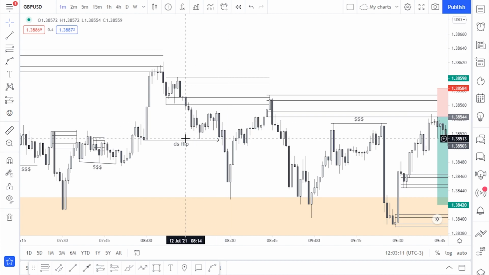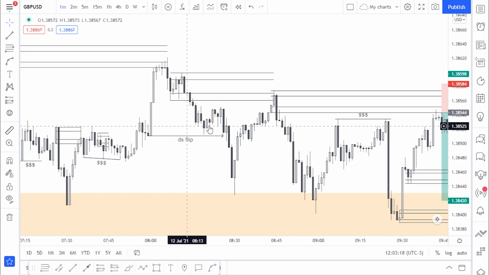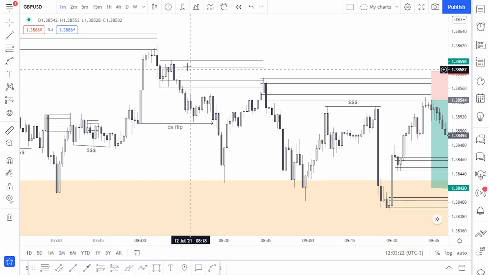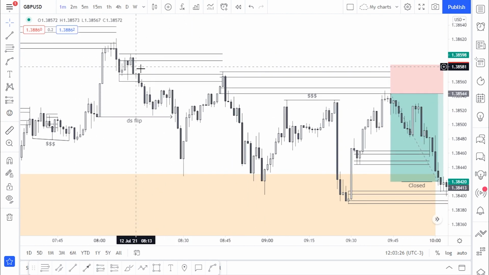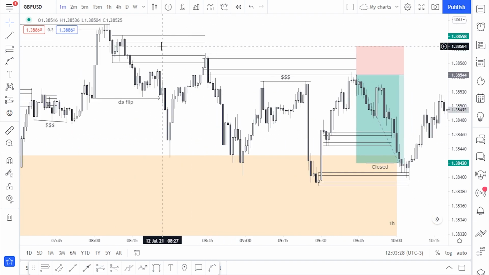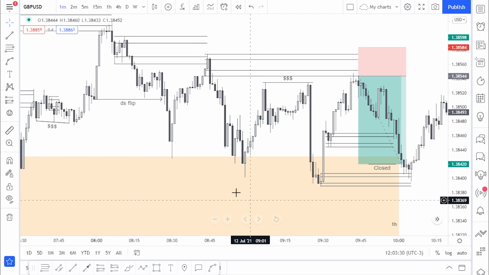We could have gone for this range if we had been considering that this is the range just before the flip. But I don't know, I thought that one made more sense. And as you can see, it worked out. I was not trading this either. Then we break the lows.